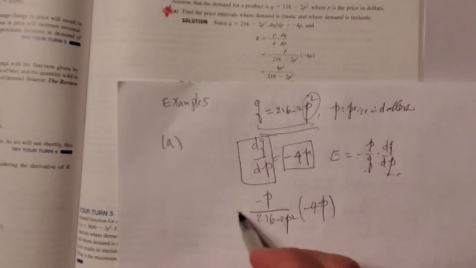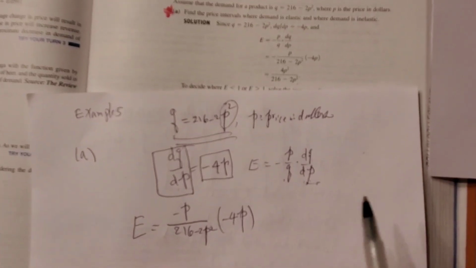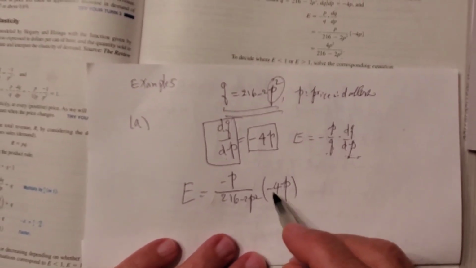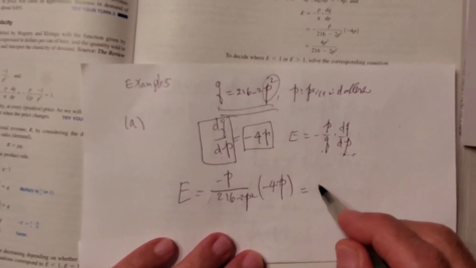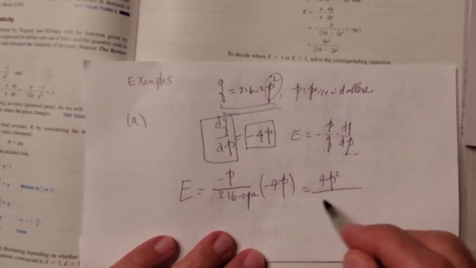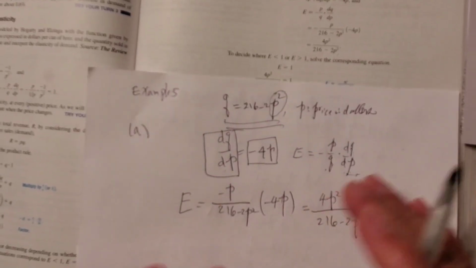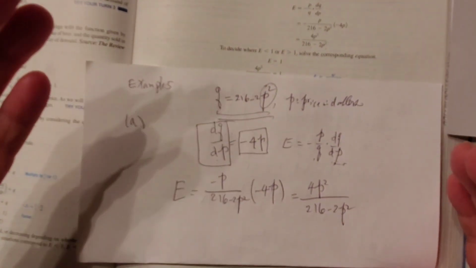Therefore, what you have is your elasticity. If you look at it, negative times negative becomes positive, and then 4P times P would be 4P squared divided by 216 minus 2P squared. Then you go by three cases.